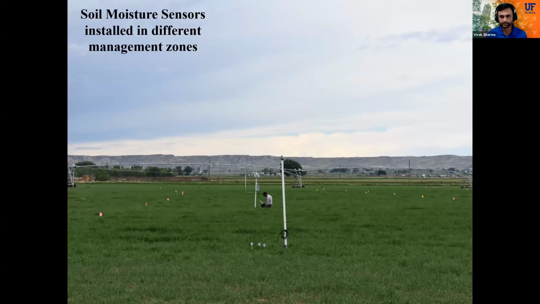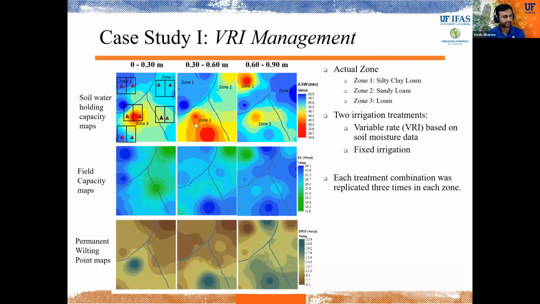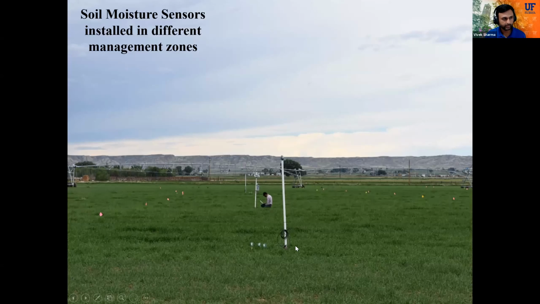So let's look at the results. We used our soil water holding map as the static map at the beginning of the growing season. This study was done for barley, so for proper emergence, we used the water holding capacity map as a static prescription map. But once it emerged, we used soil moisture data from the network of soil moisture sensors in the field to develop the dynamic prescription map.